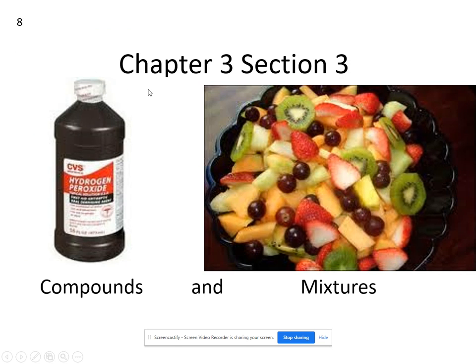Welcome 8th grade. Today we talk about compounds and mixtures. Now with compounds and mixtures, we got quite a bit going on. We will talk about their properties and how they come together and all those fun and dandy things.